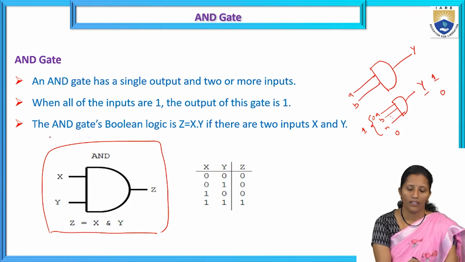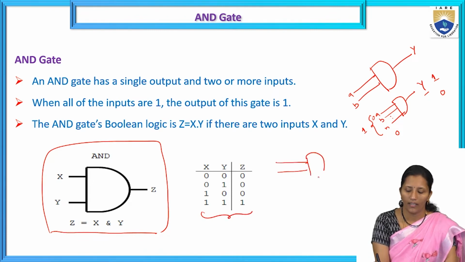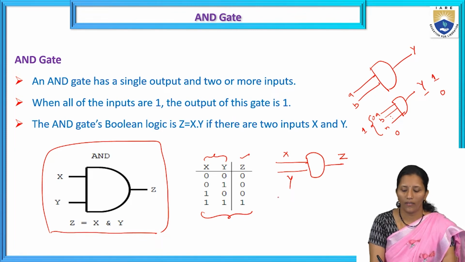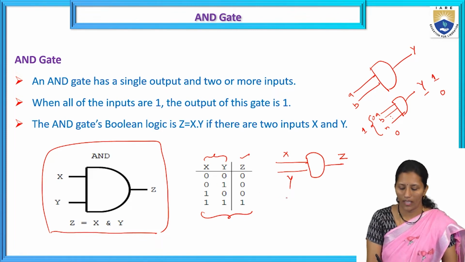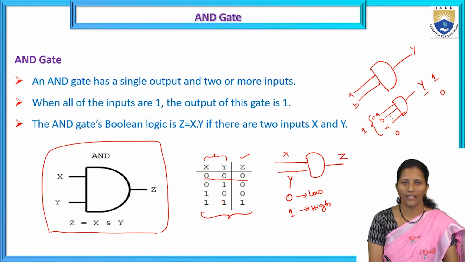If you observe the truth table of the AND gate, here we are taking X and Y as input, Z as output. In the logic gate, we are applying input either 0 or 1. We can call 0 low, 1 high. Low means we are applying low voltage, 0 voltage, high means the logic high voltage. If you observe, when X and Y both inputs are 0, the output for the AND gate is 0.